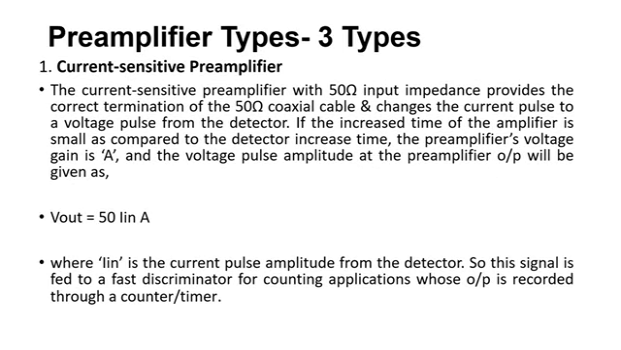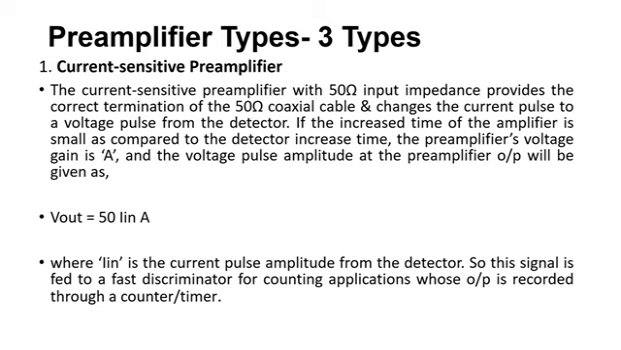So there are three different types of preamplifiers we have. One is the current sensitive preamplifier. The current sensitive preamplifier with 50 ohm input impedance provides the correct termination of about 50 ohm coaxial cable. 50 ohm is nothing but the characteristic impedance, and it changes the current pulse to a voltage pulse from the detector. What happens here?